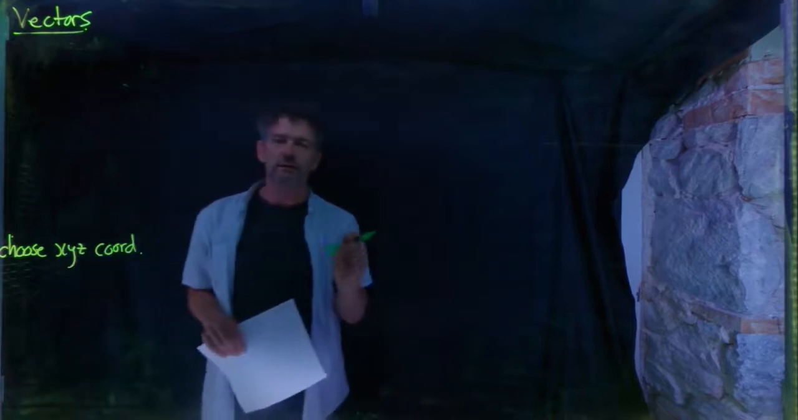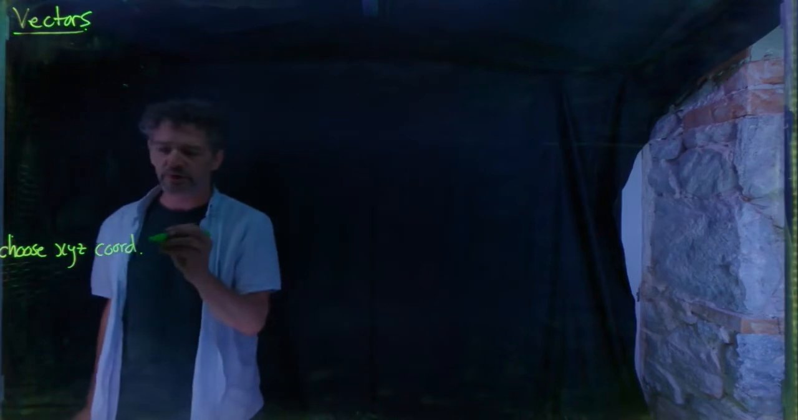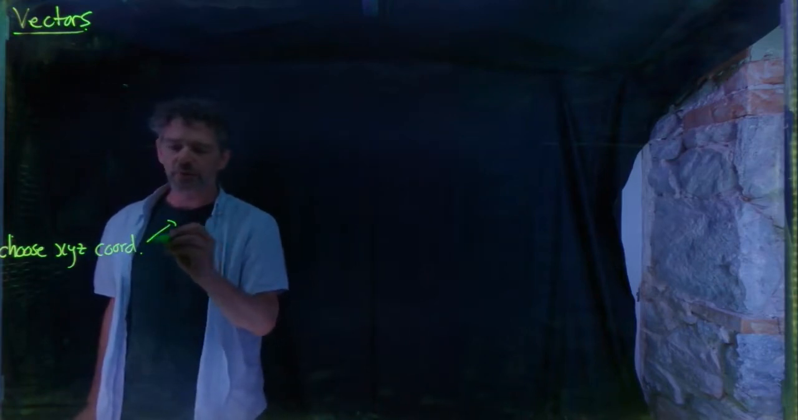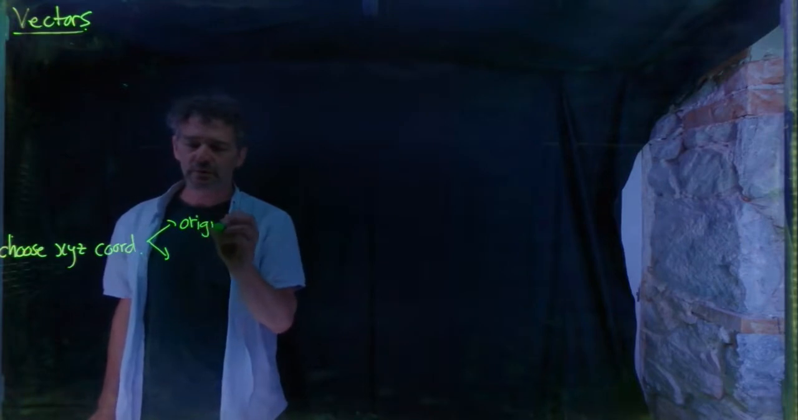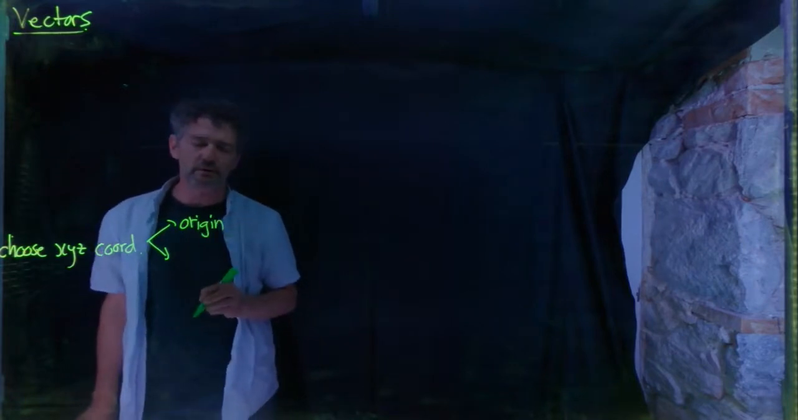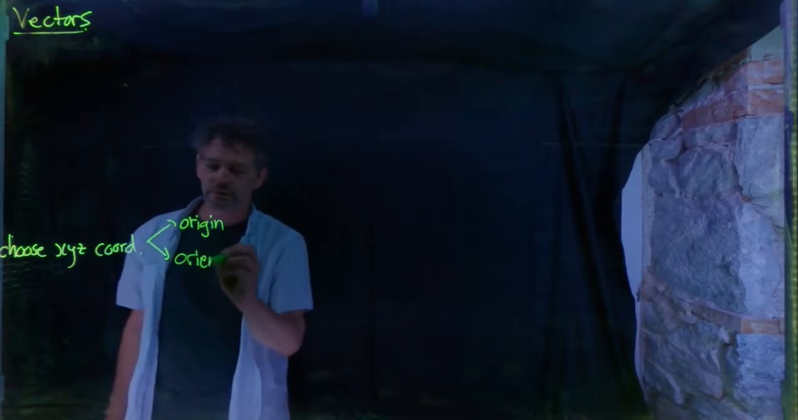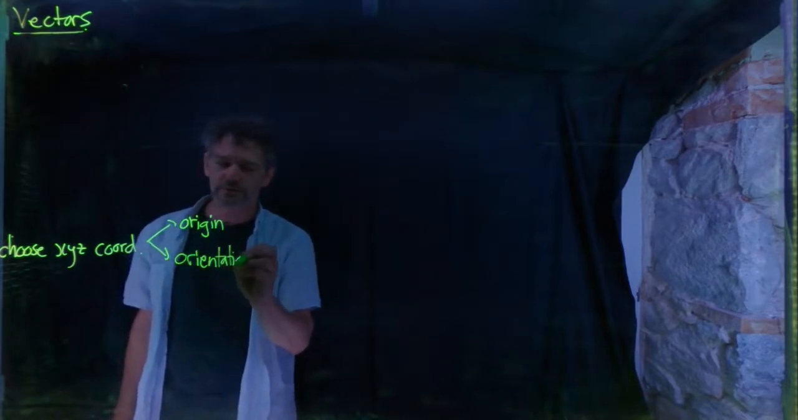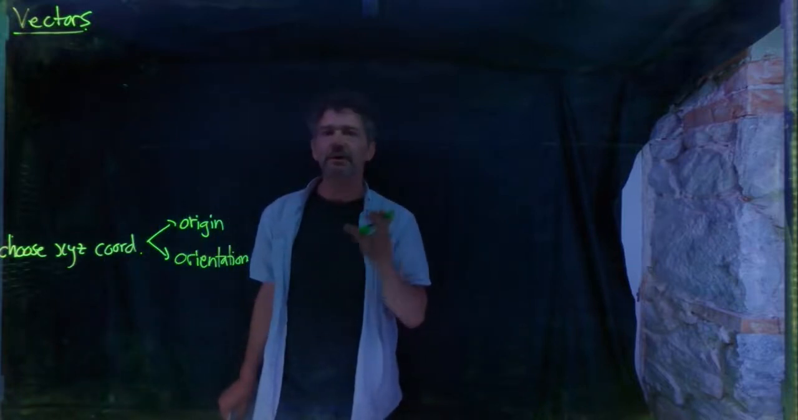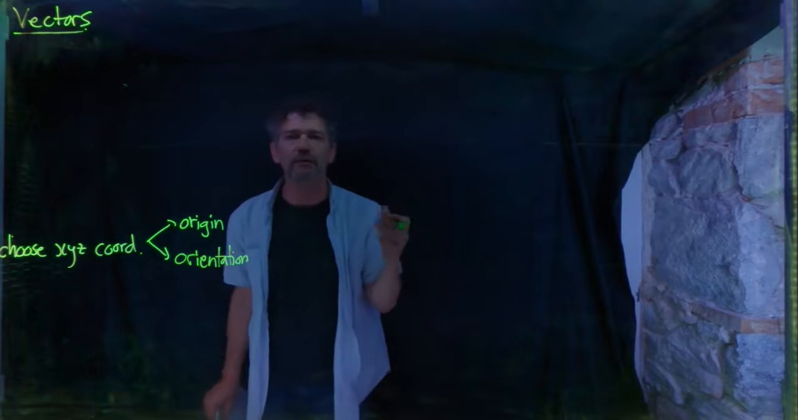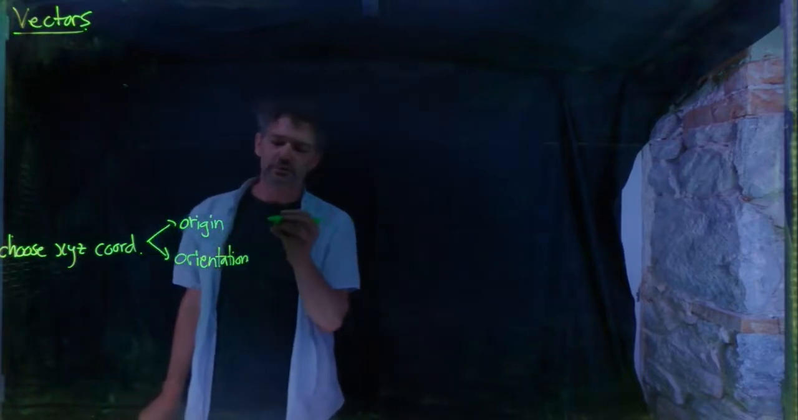Okay, and whenever you choose a coordinate system, there are 2 important choices that you need to make. So one of them is the origin, so where x, y, and z are 0, and the other is the orientation of the coordinate system. So for lots of simple problems, it doesn't matter so much. But as we get into more and more advanced problems, especially to do with angular momentum and so on, this becomes much more important.